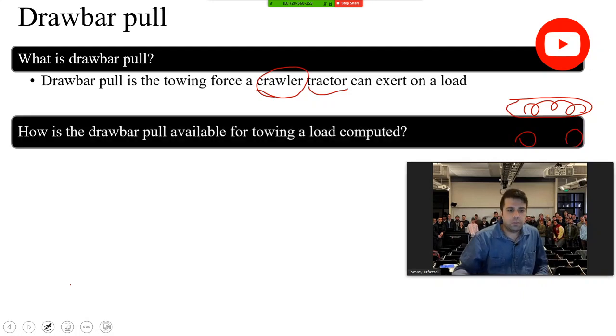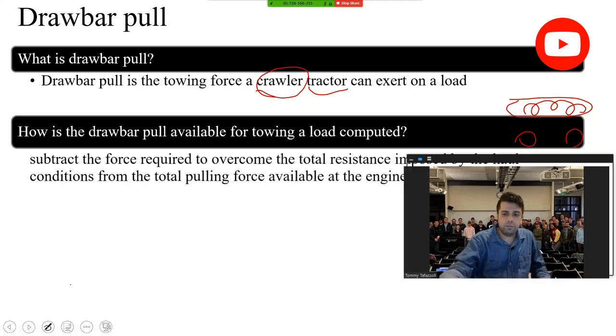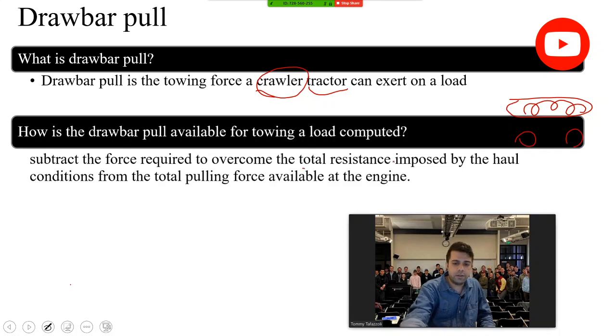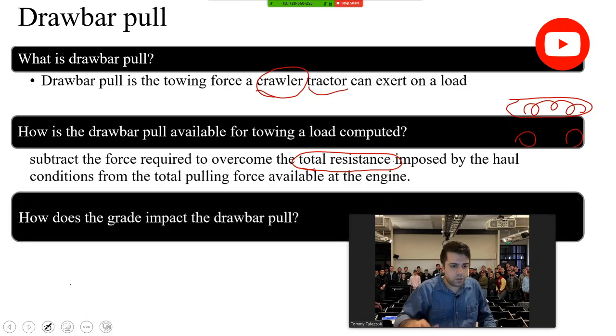How is the drawbar pull available for towing a load computed? It is computed by subtracting the force required to overcome the total resistance, okay? So you should not consider the force that we need to overcome the total resistance imposed by the haul conditions from the total pulling force. So the total pulling force minus the force you need to overcome the total resistance will give you the drawbar pull force.